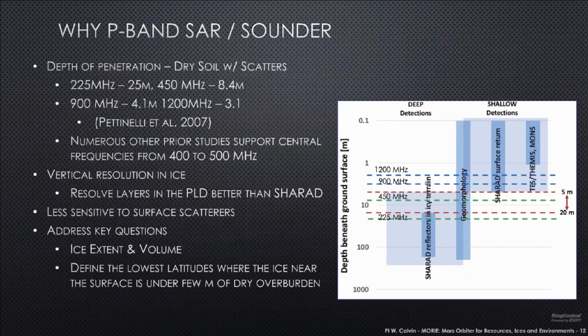In the polar layered deposits, better than we can currently do with SHARAD. And these lower frequencies and sounding will help us do that. These lower frequencies are also less sensitive to surface scatterers, and we're interested not just in what's in the near surface meter, couple of meters, we're actually interested in the ice extent and the deeper layers. We're also interested in defining the lowest latitudes where ice is near the surface, and that likely is going to occur under a few meters of dry overburden. So we want to be sure that we're penetrating through the dry overburden in order to hit the ice that might be more deeply buried closer to the equator.